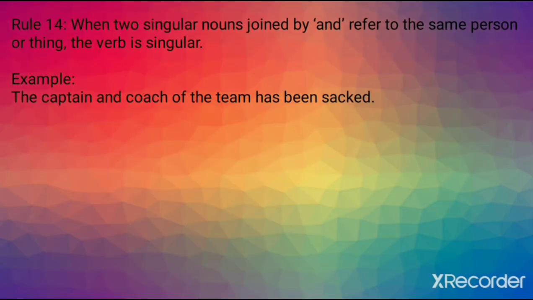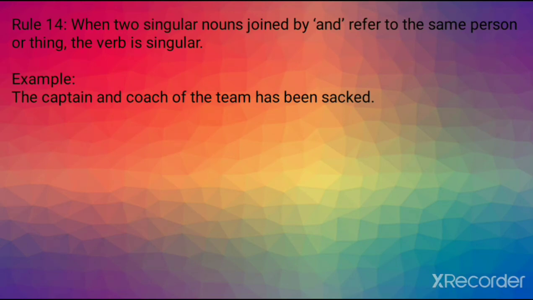Next rule. Rule number 14. When two singular nouns joined by and refer to the same person or thing, the verb is singular. For example, the captain and coach of the team has been sacked.